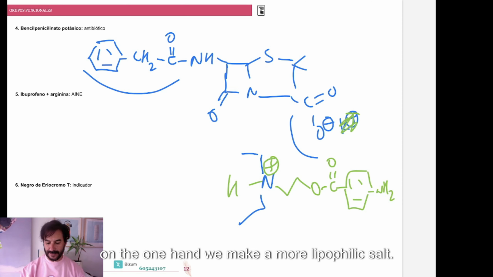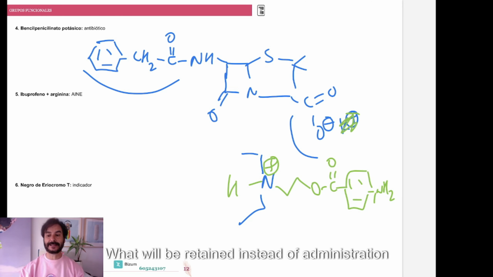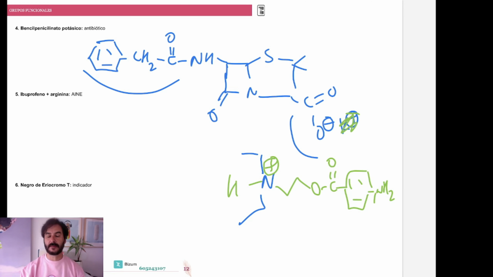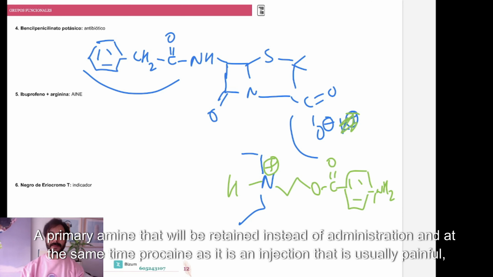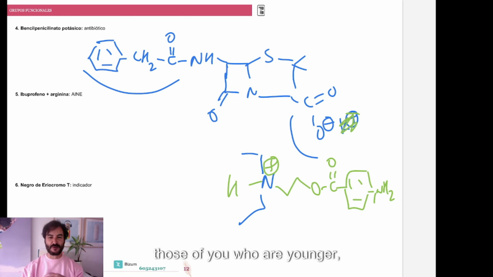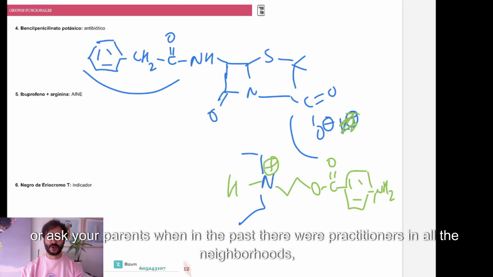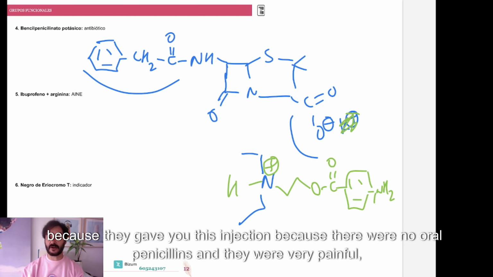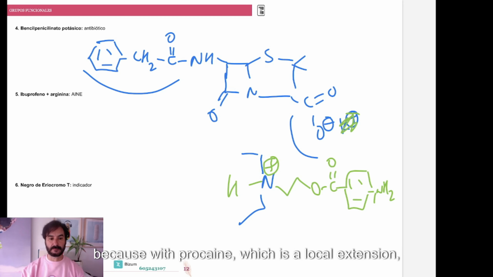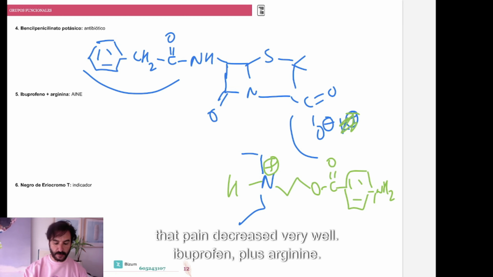On the one hand, we make a more lipophilic salt, which will be retained at the site of administration. This is an amino group, a primary amino, that will be retained at the site of administration, and at the same time procaine, as a local anesthetic, helps because this injection is usually painful. Those of you who are younger, ask your parents: in the past there were practitioners in all the neighborhoods who gave you this injection because there were no oral penicillins, and it was very painful, but with procaine that pain decreased very well.